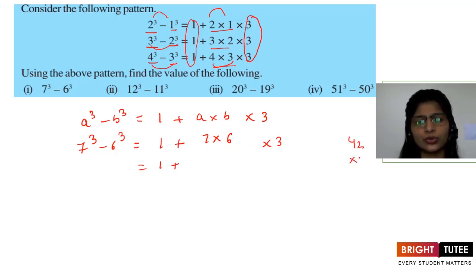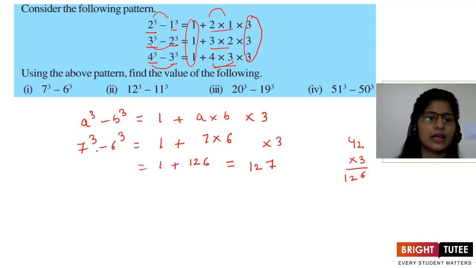42 into 3. 3 2s are 6, 3 4s are 12. We get 126. When we add 126 to 1, we get 127. Right? I'm repeating it again. What have we done? 1 plus into 3. This is compulsory to write. It is there in all the parts that are given as a pattern.